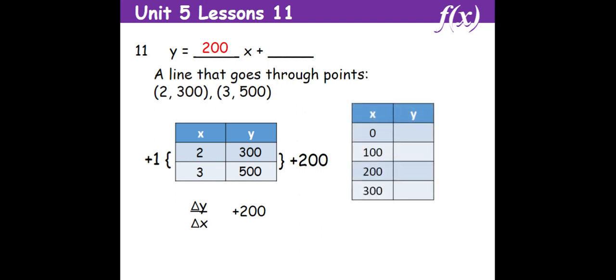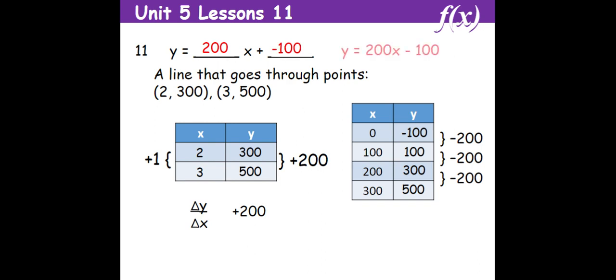And then for the y-intercept, just count backwards. We're subtracting 200 each time until we get to x equals 0. And so we're at -100 for our y-intercept.